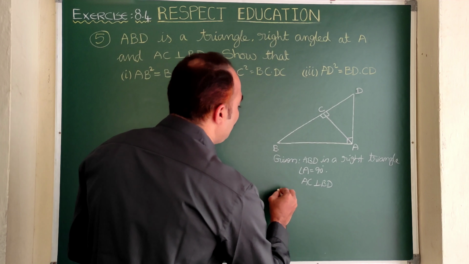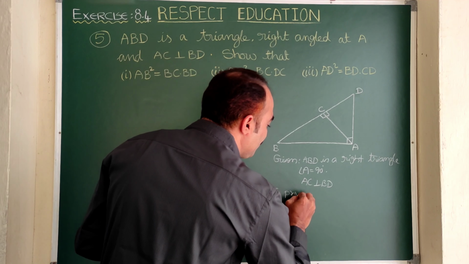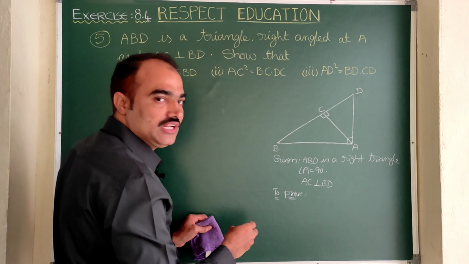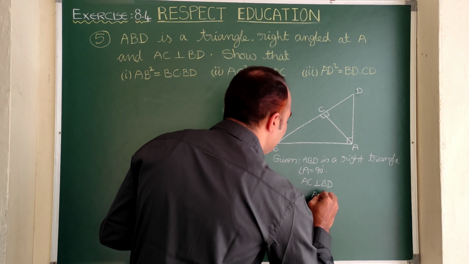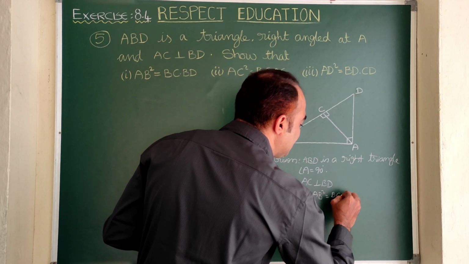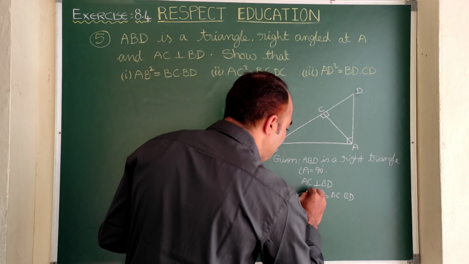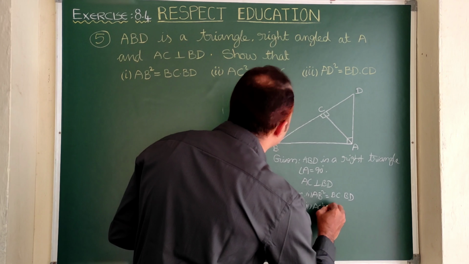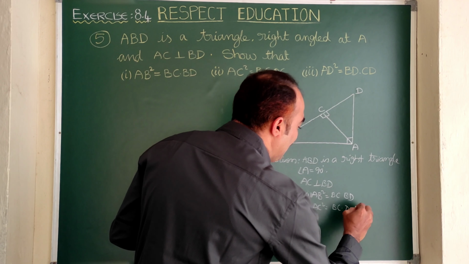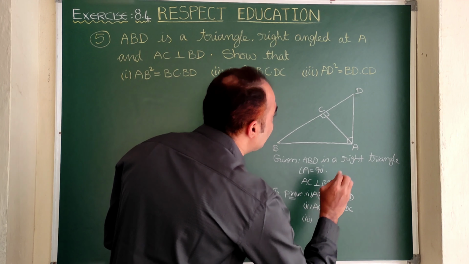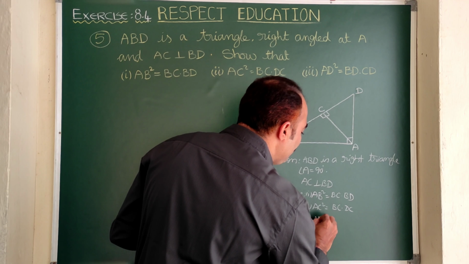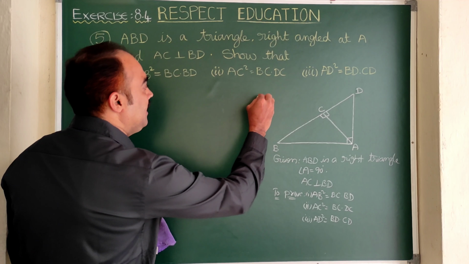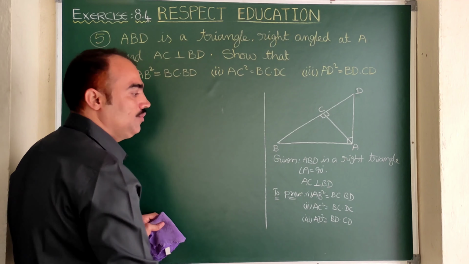Now to prove, what is to be proved here? You can copy from the question. AB square equal to BC into BD. This is the first bit. And the second one is AC square is equal to BC into DC. And the third one is AD square is equal to BD into CD. Right? Now let us start the proof.